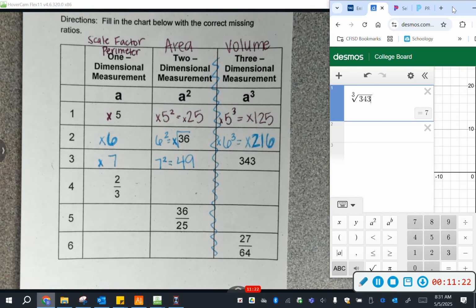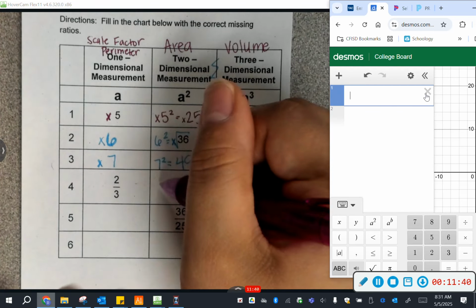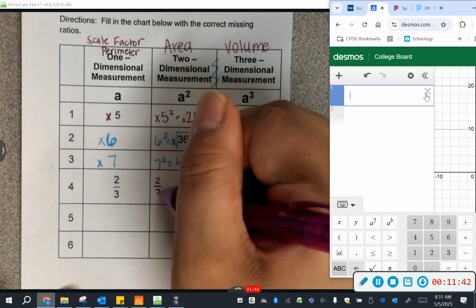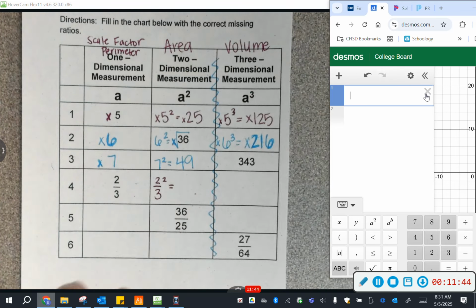Now, do we love fractions? No. But are we going to do the exact same thing with them? Yes. And you have Desmos. Desmos will do it for you. So, if I have 2/3 in this first column, what do I do to get the second one? Times 2/3. Not square root. What am I going to do? Squared.